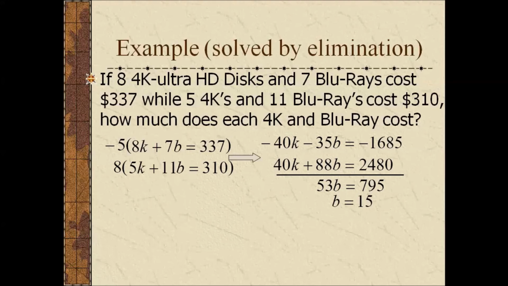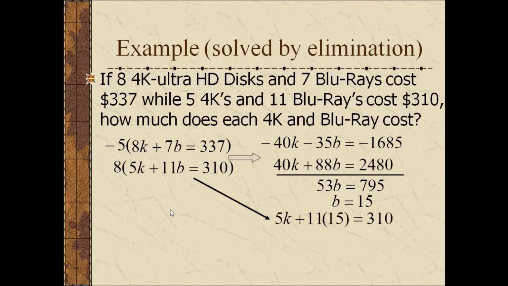A Blu-ray disc would cost $15. Now we'll finish the problem by finding the cost of a 4K disc. We can technically go back to any one of these equations. I'll go back to the 5K plus 11B equals 310, substituting 15 for B.